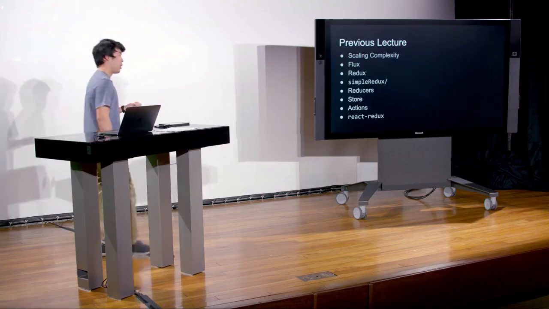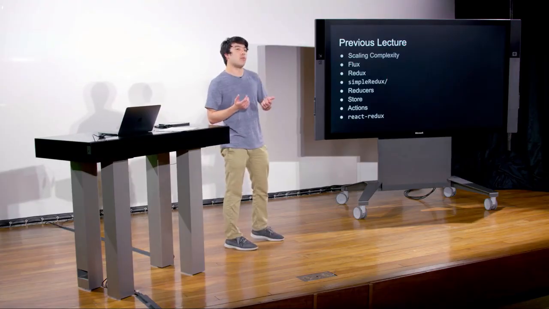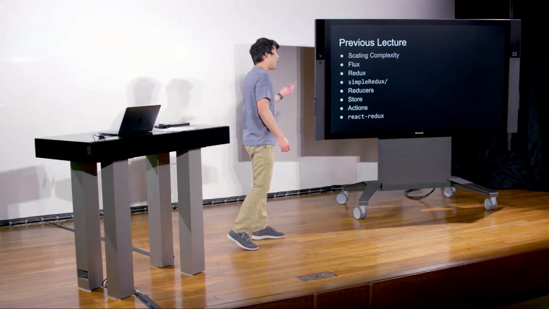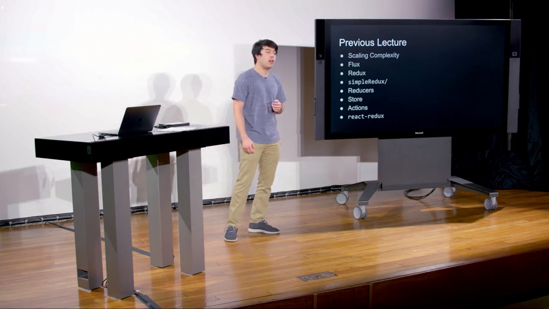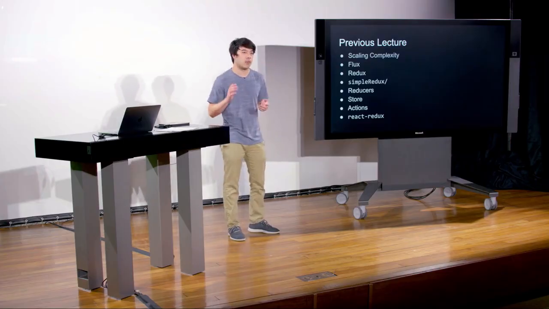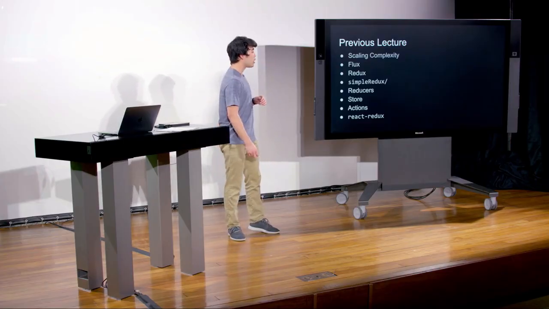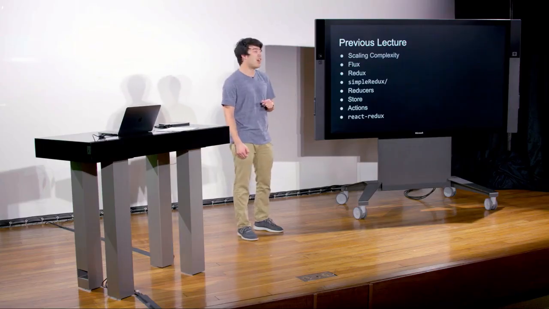So in the previous lecture we talked about scaling complexity and some of the issues that a company like Facebook runs into when they're running at scale. We talked about their particular solution to that problem, which is the Flux architecture, whereby data takes a one-way street basically. There are no two-way bindings between models and the controllers. We then talked about Redux, which is an implementation of Flux.